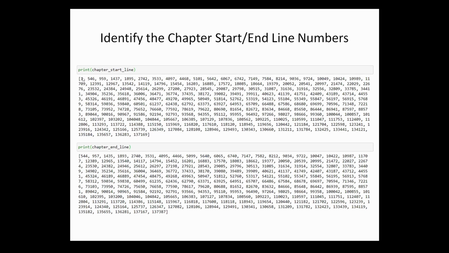So for example, chapter 1 will start at line number 1 and end at line number 544. The second chapter will start at line 546 and end at line 957, etc. So after I get those two lists, it will be very straightforward for me to query the specific lines for each chapter and then write those lines into individual files. Okay, then the next question is, how can we produce these two lists?